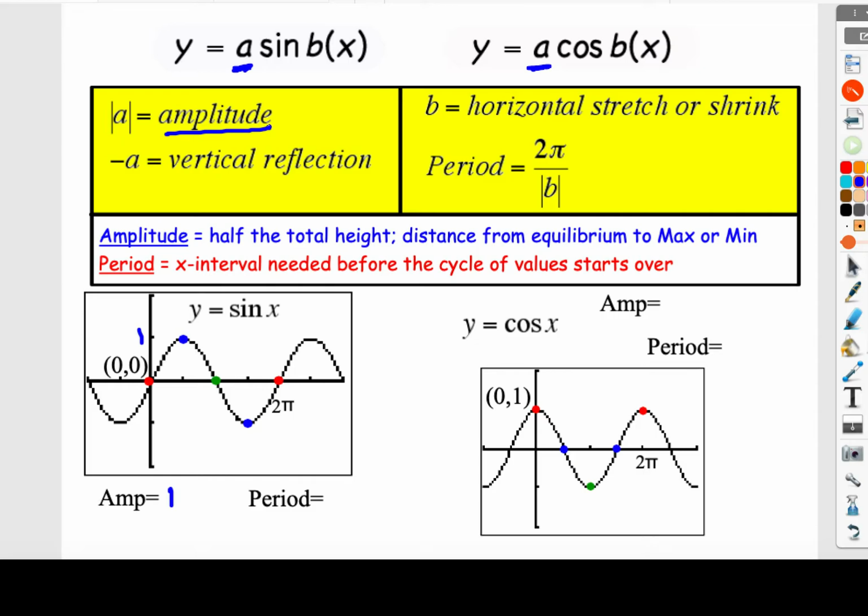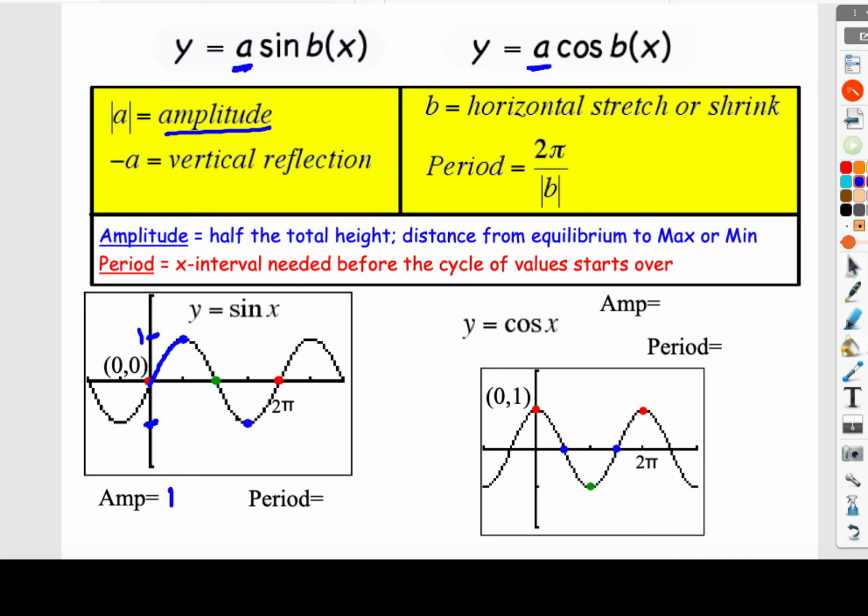Again, if it's negative, that's going to reflect our function. So instead of maybe the sine starting out going upwards here, it would have started off going down instead. We'd reflect that over the x-axis. But again, the amplitude is still half that total height. The total height is 2, from -1 up to +1. But again, half that height is just a 1.